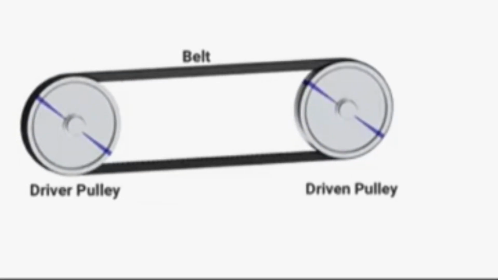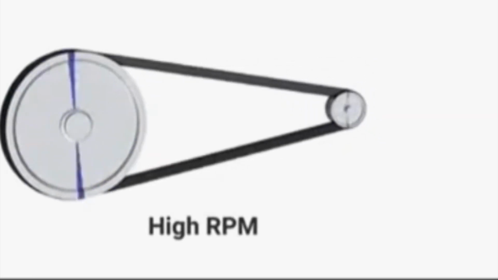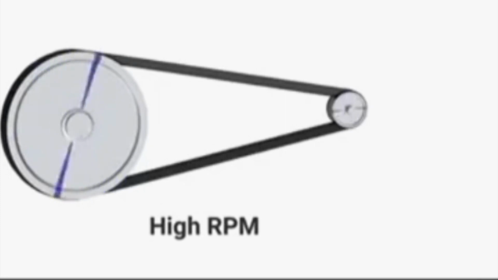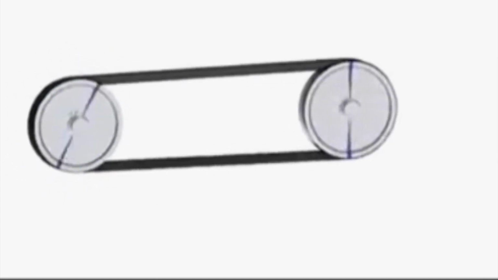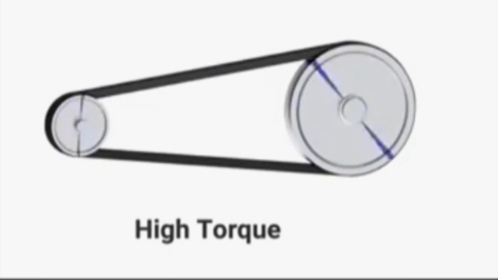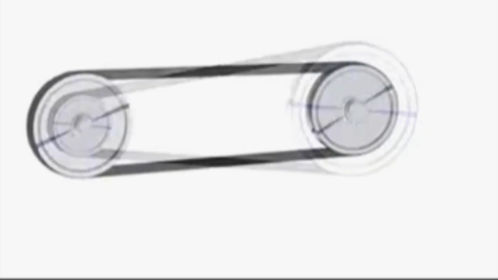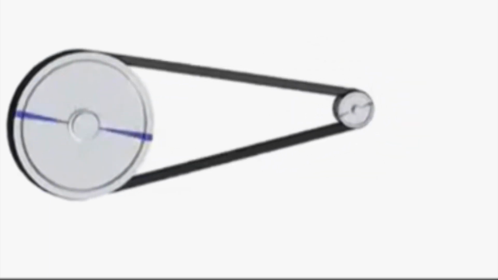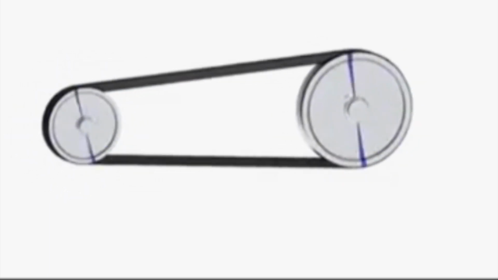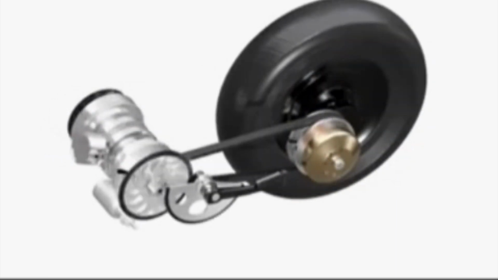High RPM is obtained by increasing the diameter of the driver pulley and decreasing the diameter of the driven pulley. High torque is obtained by doing the opposite. This system allows us to achieve infinite number of drive ratios between the minimum and maximum limits. It is not possible to simply change the diameters of solid pulleys as shown in this demonstration. So engineers develop certain mechanisms to obtain similar mechanical characteristics.